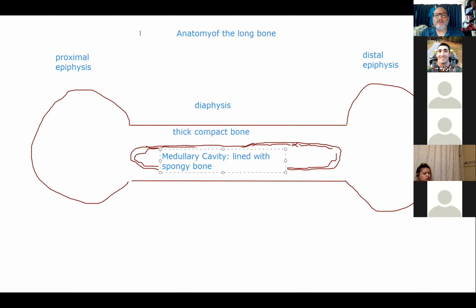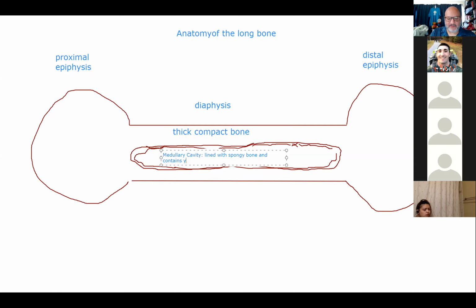And I think I'm going to decrease the size of this font to make it fit in here a little bit easier. It is lined with spongy bone, and it contains, in a mature adult, what would it contain inside of this medullary cavity? Yellow bone marrow. Excellent. Perfect, it would contain yellow bone marrow within it.